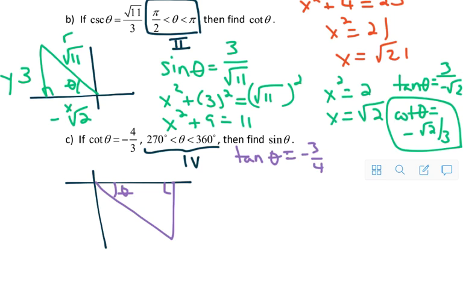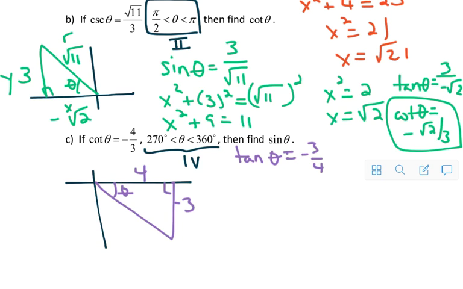And tangent is opposite over adjacent. But one of them is going to be negative. Which one? Well, it's going to be this one because we're in the negative y region and x is positive in quadrant 4. In order to find sine, though, I need to know the hypotenuse.